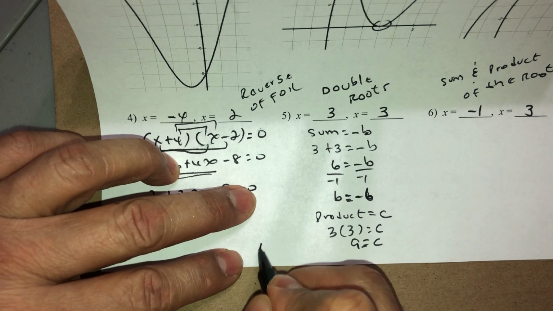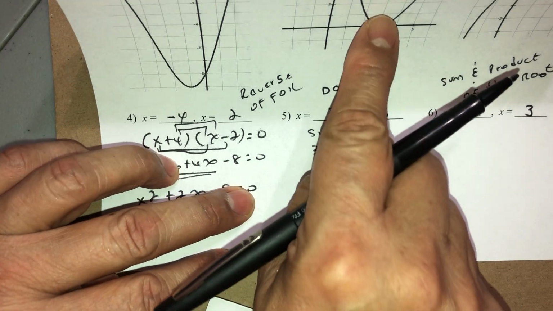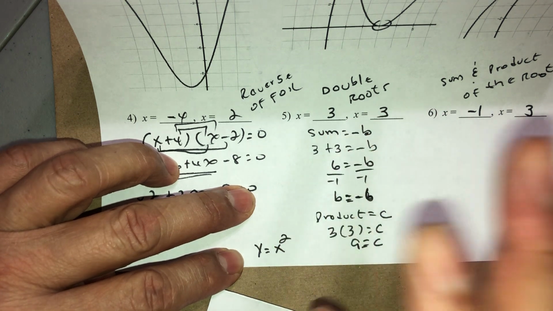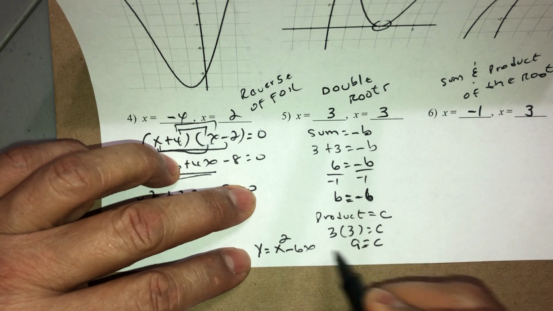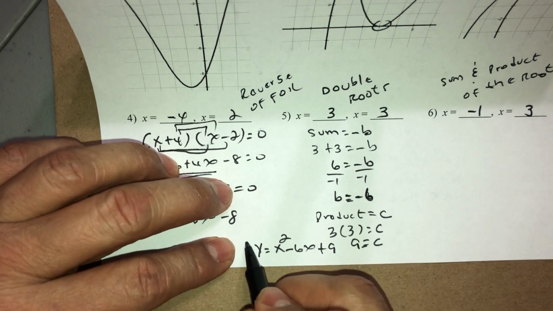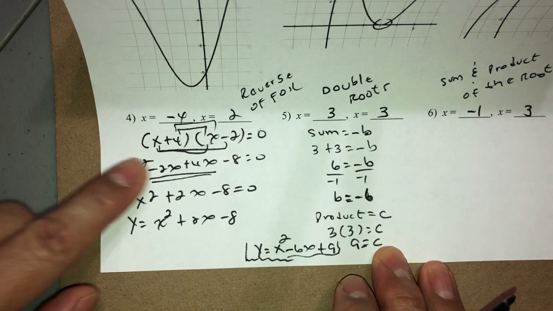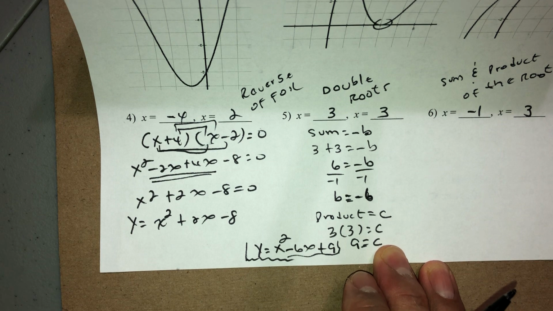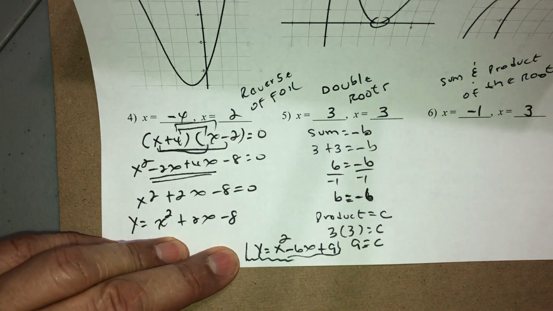Now that I have b and c, I can write my equation. So the equation is going to be y equals x squared. Remember, guys, because that's a happy face, the first coefficient is always going to be 1 in this case. Then b, which is -6, -6x plus 9. So that should be the equation for that. You could also have done this. You could have written x minus 3 times x minus 3 and done the FOIL. All right, I'm just telling you there are 2 possibilities. You can do reverse of FOIL or double the root.